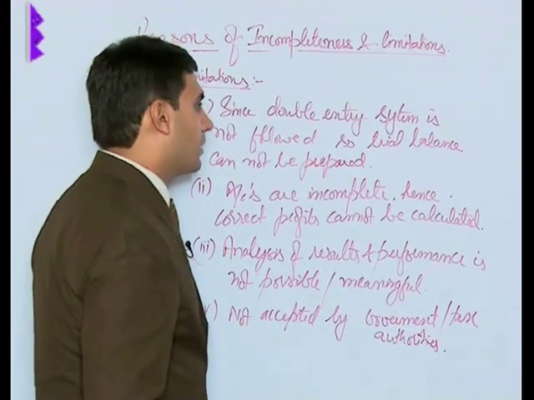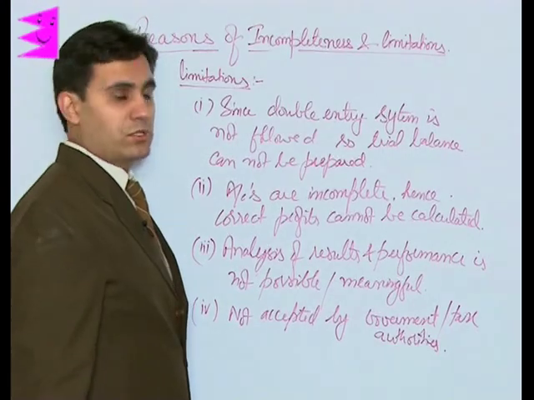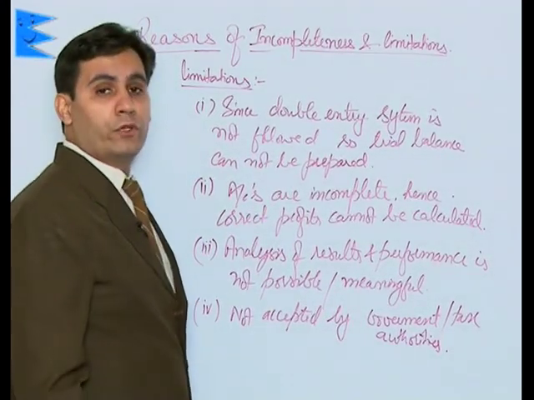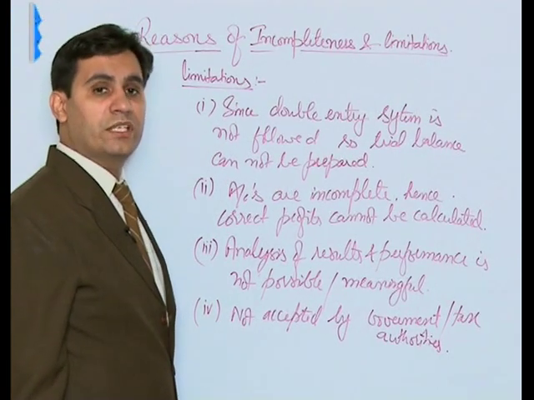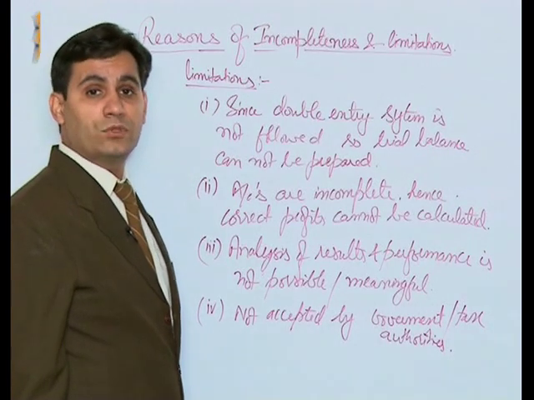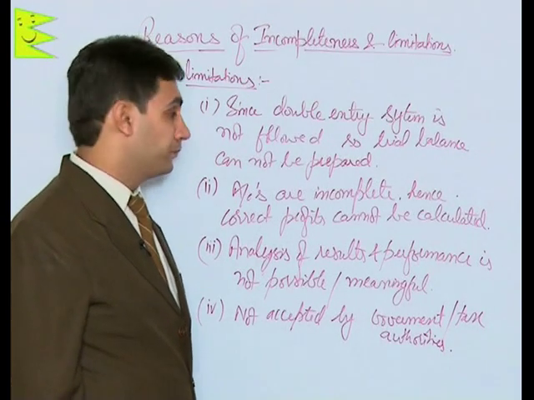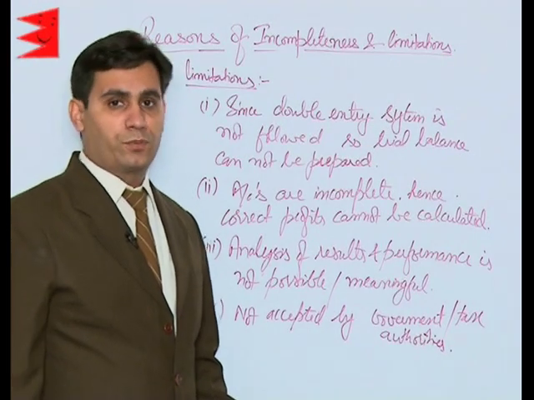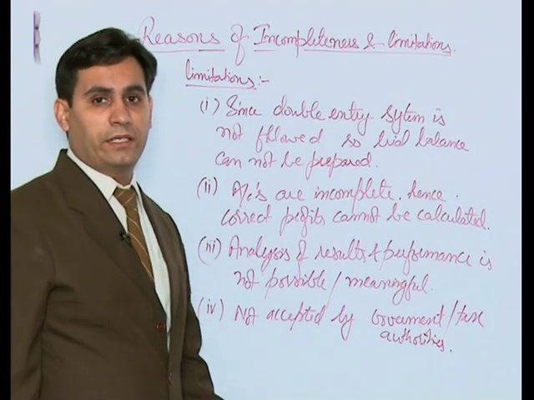So now students, let us just revise the limitations. That is, this system is not following the double entry concept. So it is difficult to make trial balance, and hence correctness of accounts cannot be verified. Then, since the accounts are incomplete, so profits cannot be calculated correctly.